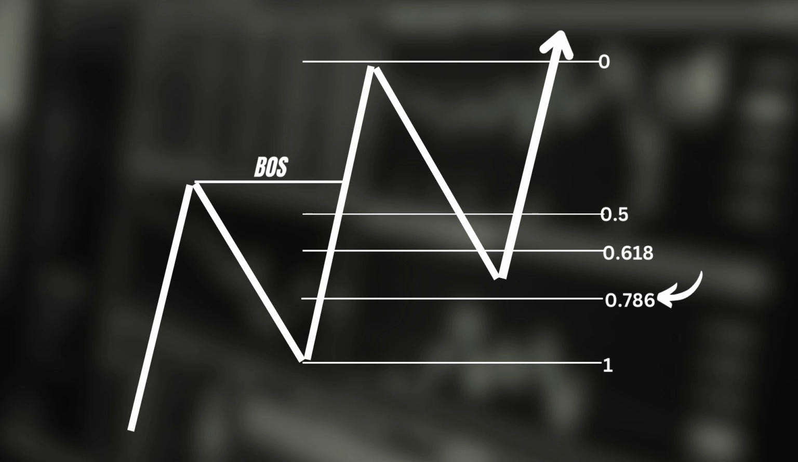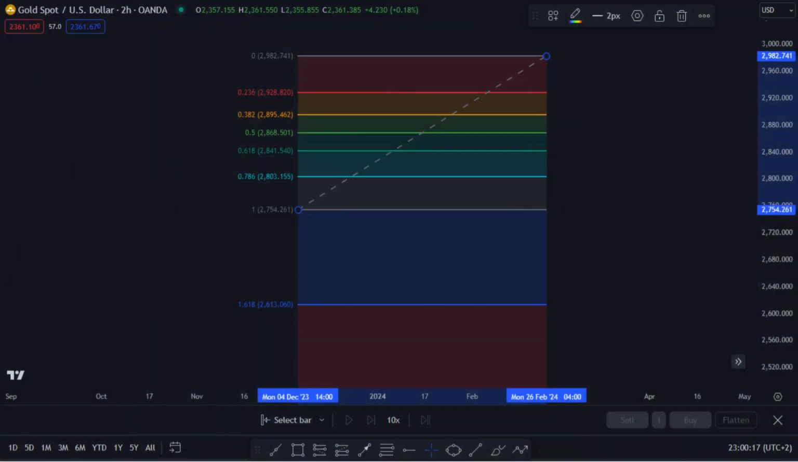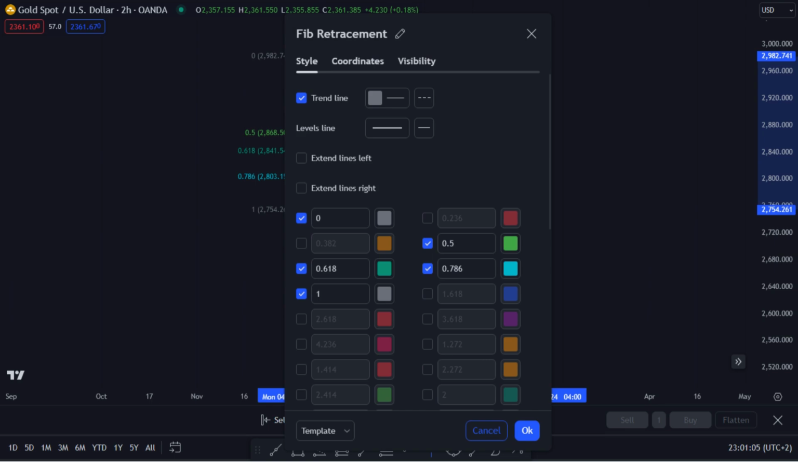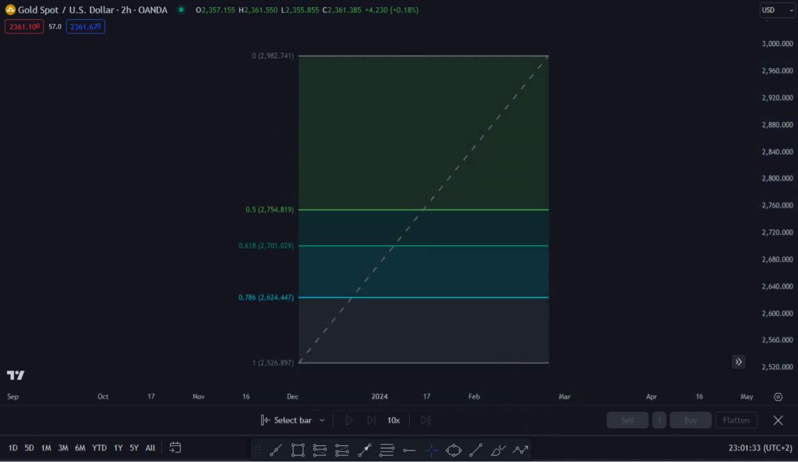Now, before we continue, let me show you how to configure your Fibonacci retracement tool on TradingView. Initially, your Fibonacci tool will look like this. Click on the settings icon, which will take you to the configuration menu. Untick all the other levels and leave only 0, 0.5, 0.618, 0.786, and 1. Once you're done, click OK, and this is what your new Fibonacci tool will look like. It's exactly what you need for the strategy I'm about to show you.